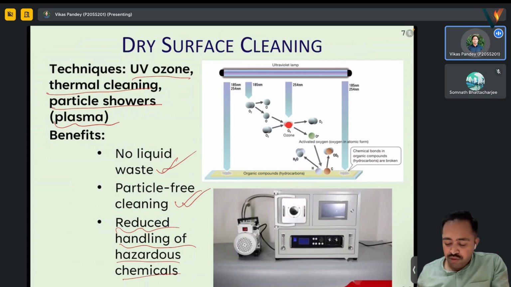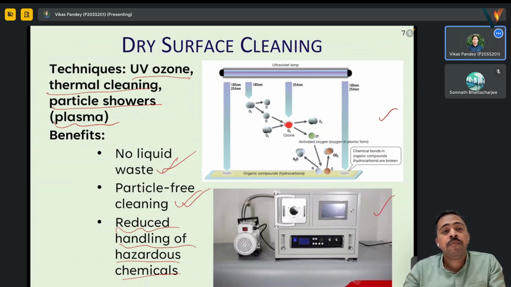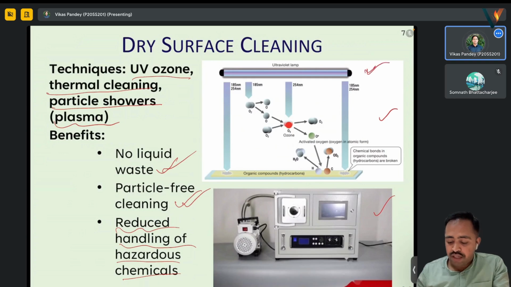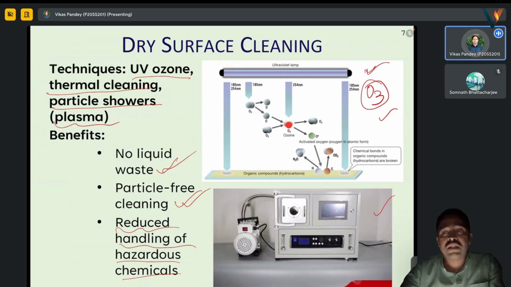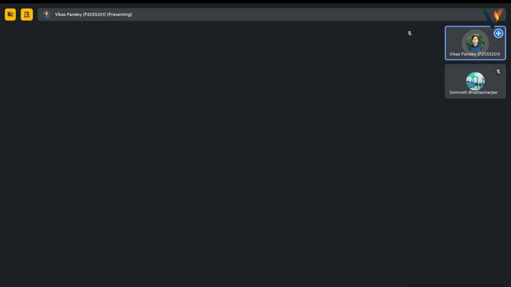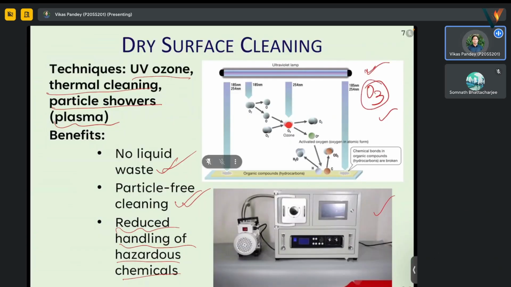So here you see there are two images that I have shown. The top one is of UV ozone cleaning. In this case, UV light is used, as well as ozone gas, O3. Ozone gas is used for the cleaning purpose. Whereas in the second case, we are using the plasma cleaning method. Here oxygen plasma, O2 plasma, is created, and this is used to clean the surface of our wafer.